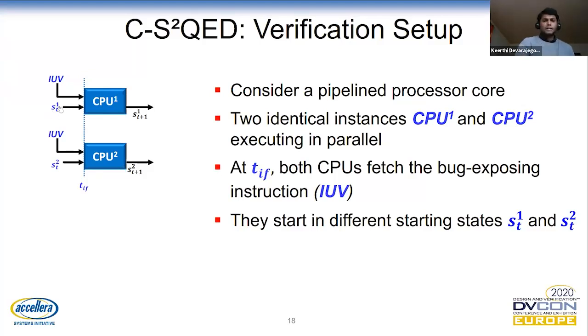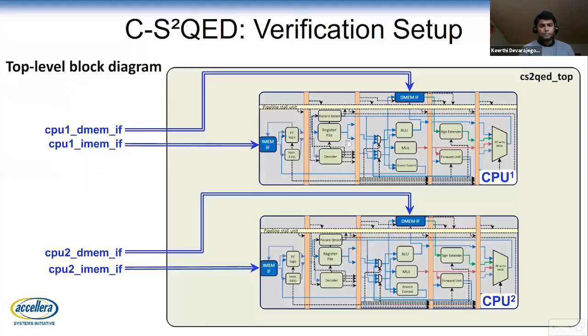And how does it look? How do we do this? So let's say this is our core, and we simply have to write a top module which instantiates the core twice, and we call them CPU1 and CPU2. This top module also feeds the instruction memory and data memory interfaces to the corresponding core instances.